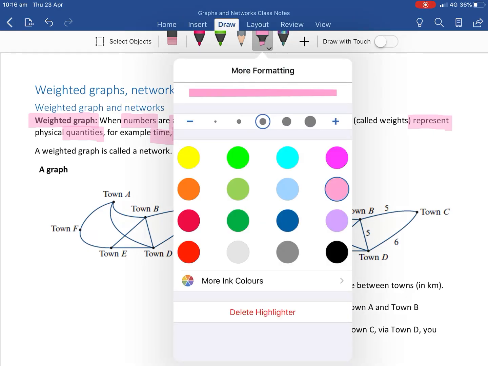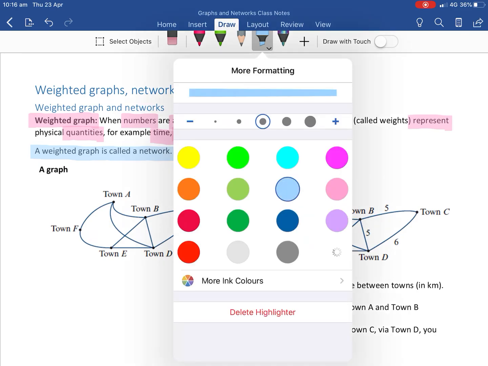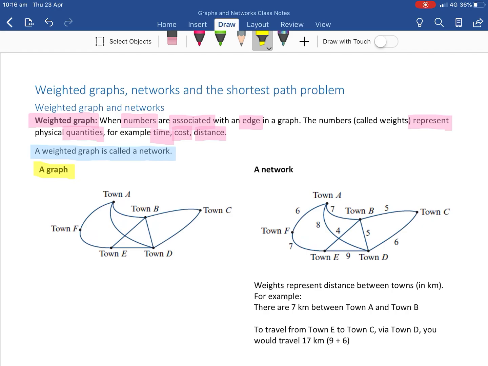Very important, a weighted graph is called a network. I guess this is where the whole topic comes in, graphs and networks. A network is when a graph is weighted, when edges have a number associated to them. For this one, we've got a graph. See how it's got all the vertices labelled and it's got edges connecting them all, but we don't actually know the distance between the towns.